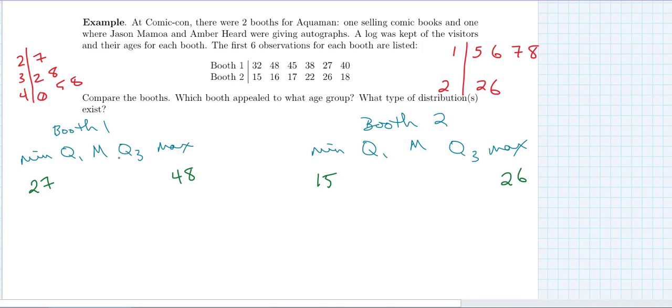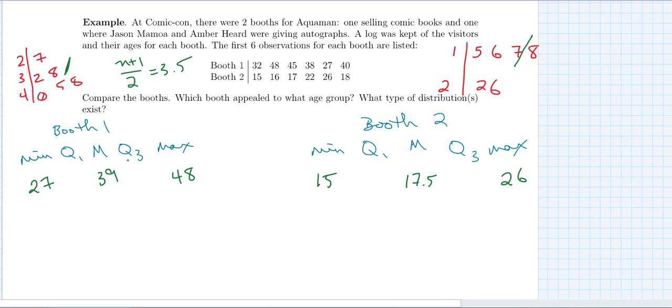Alright, so let's find the median. Well, we have 6 observations, 1, 2, 3, 4, 5, 6, so n plus 1 divided by 2 is 7 divided by 2, which is 3.5. So that says this position is our median, which is the average between 38 and 40. So that tells me that the median is 39. We do something similar here because, again, we have 6 data points, so the position is the average between 17 and 18, so that tells me our median is 17.5.